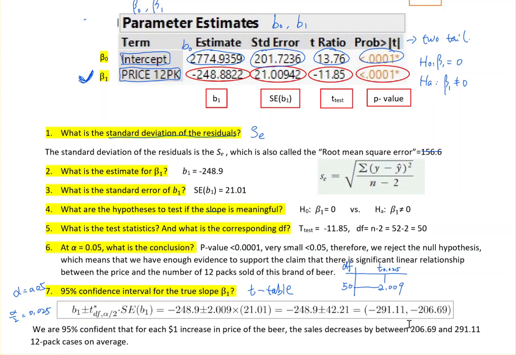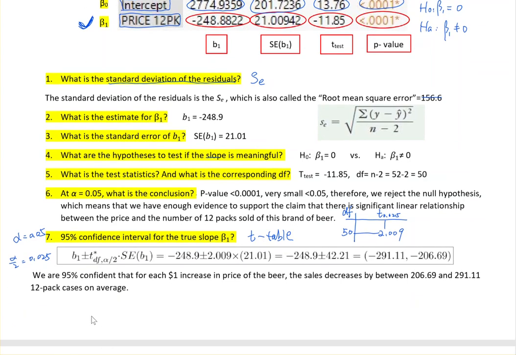Right, so you just calculate it, you have this negative confidence interval. Then how do you interpret it? We say we are 95% confident that, now you need to combine the interpretation of beta 1 with the confidence interval interpretation, right? So we say we are 95% confident that for each $1 increase in the price of beer, the sales will decrease by between 206.69 to 291.11 12-pack cases on average.